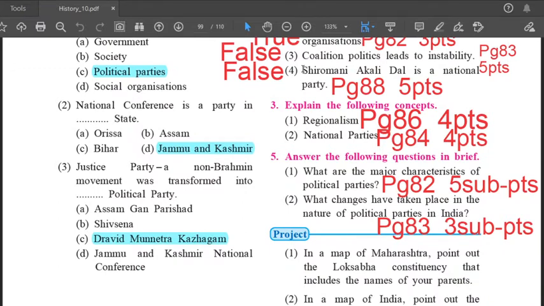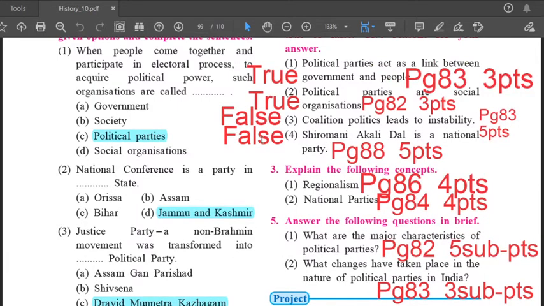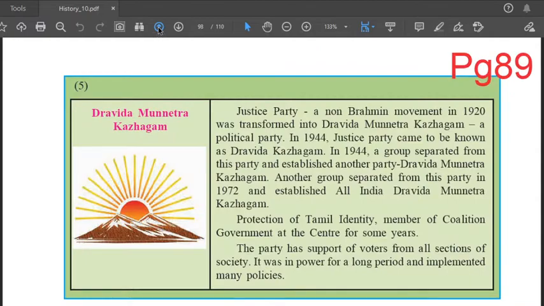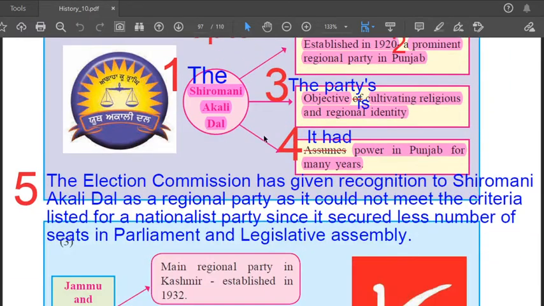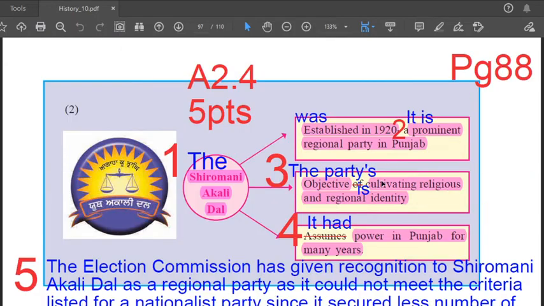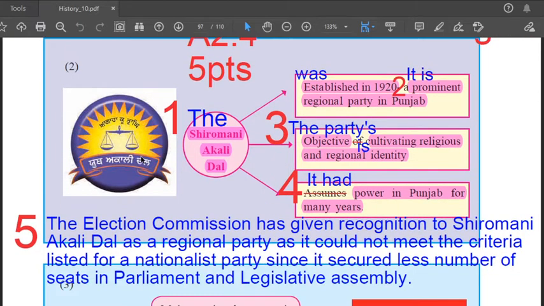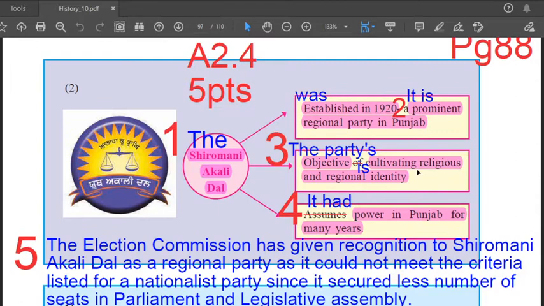Next we will see the fourth one. Shiromani Akali Dal is a national party. The answer to this again is false. The reasons are on page number 88. Can you see this box, children, which has the web diagram of the Shiromani Akali Dal? Your entire answer is in this box itself. Okay? So we will see from here, Shiromani Akali Dal.